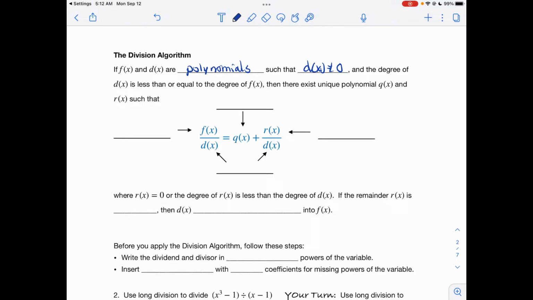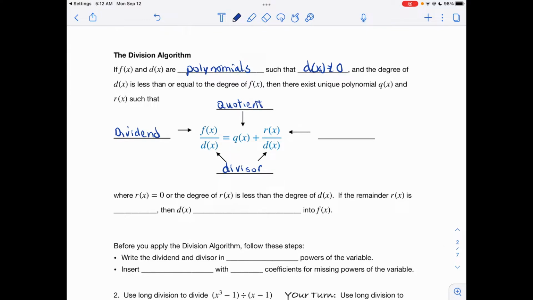So we call f of x, that term that we're dividing into, our dividend. And the term that we're dividing by, d of x, is called our divisor. The answer we get, the q of x term, the answer when we do our division, is called our quotient.